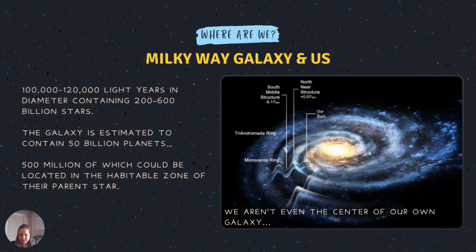So we think that there's about 50 billion planets, and 500 million of which could be within their habitable zone for life. Habitable zone means that they are within a good range where life could be sustained, which is where Earth sits for our sun. So if we go to some of these other solar systems, we might be able to actually see Earth-like planets. Whether there's life on them or not, we have no idea.